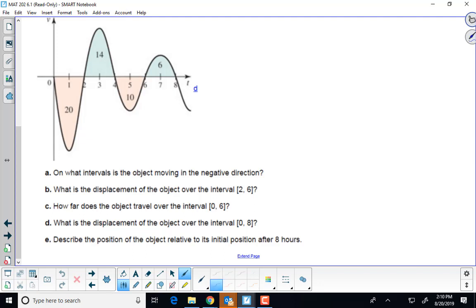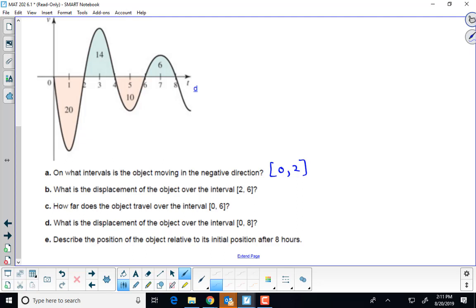In this case, on what intervals is the object moving in the negative direction? This would be my preference, because you want to include zero in there, because at zero you do have a one-sided derivative, so you could include zero. I should have looked before class, but I can't remember if my math lab wants brackets or parentheses on this type of problem. On an exam, I would take either, because it doesn't matter.